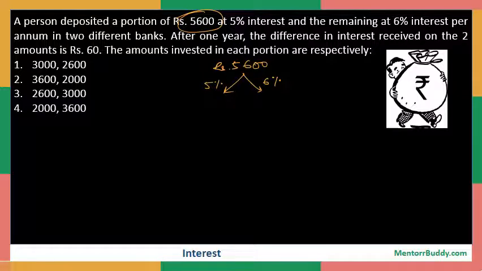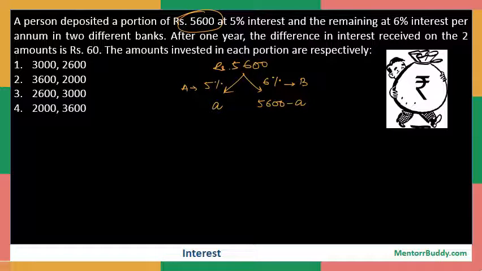So let us assume that the amount invested in bank A, where the interest was 5%, was A rupees. Therefore, definitely the amount invested in bank B becomes 5600 minus A. And it is also given that the difference between the interest received from both the banks is equal to rupees 60.